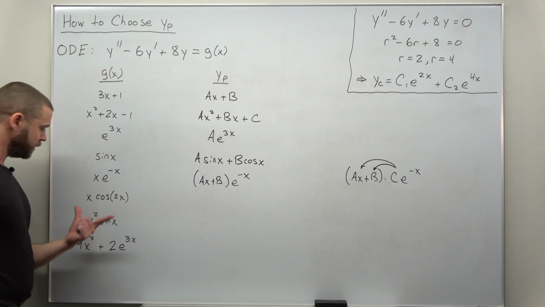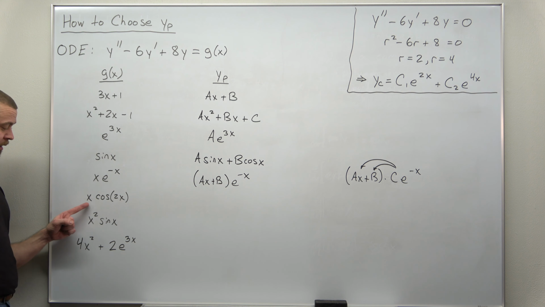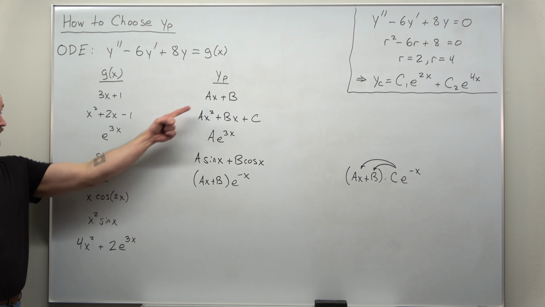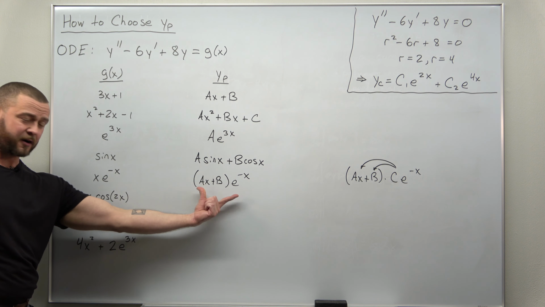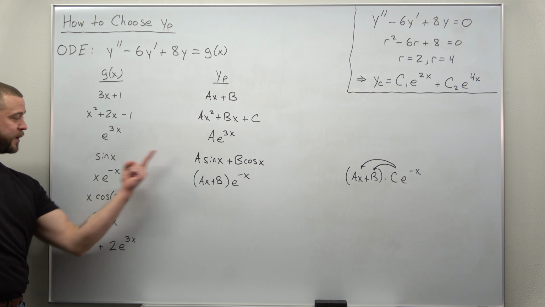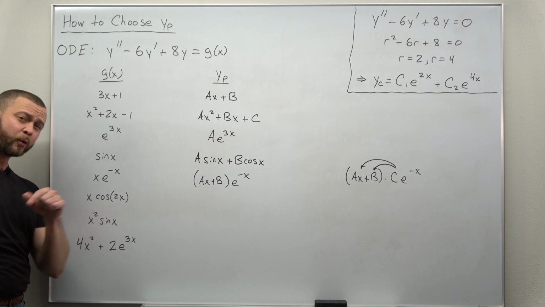All right, let's move to the next example where the right-hand side is x times cosine of 2x. We're going to combine this degree 1 part, kind of like we did here, but also with how we chose the particular solution when we have a sine or cosine term.